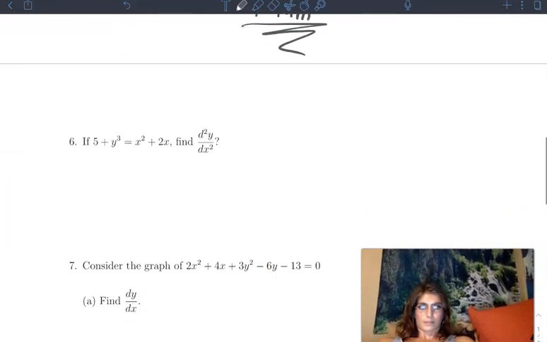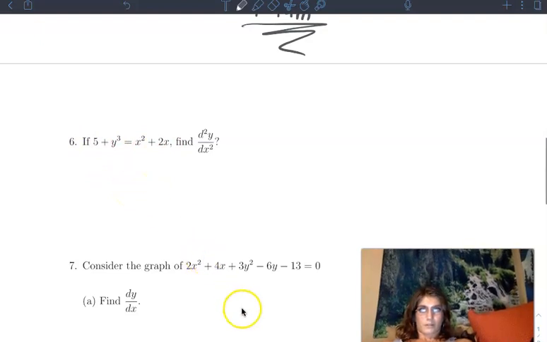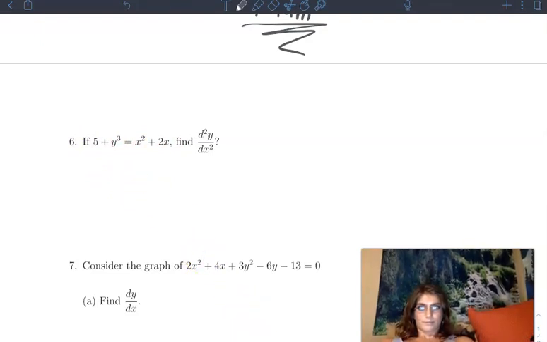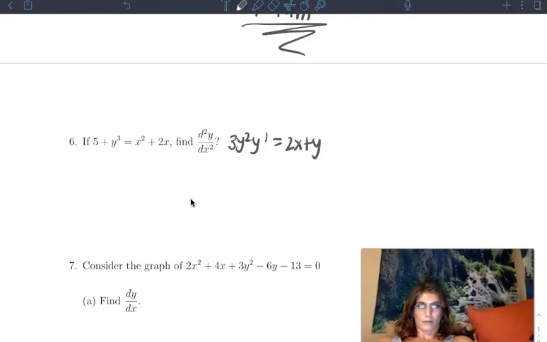All right, in problem 6, you actually have to take 2 derivatives because you're not given the first derivative. So we're doing imp-diff. So the derivative of 5 plus y to the third is 3y squared y prime. So then you can isolate your y prime, and then you just take the second derivative. Remember the quotient rule and replace y prime with what you just solved for once you take the second derivative.